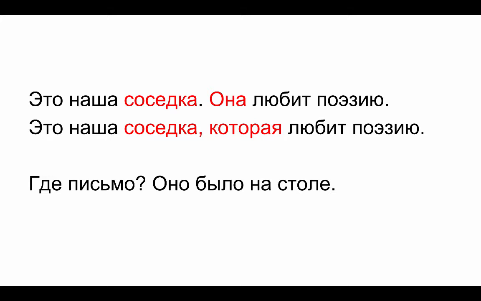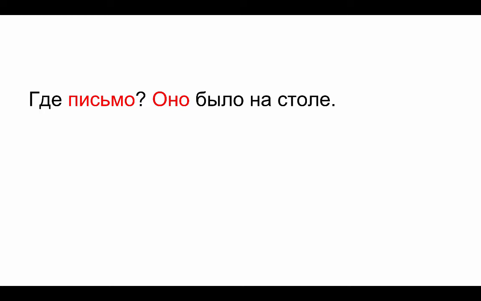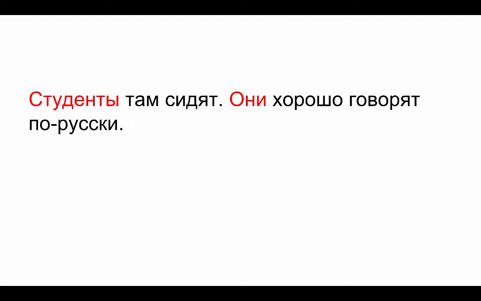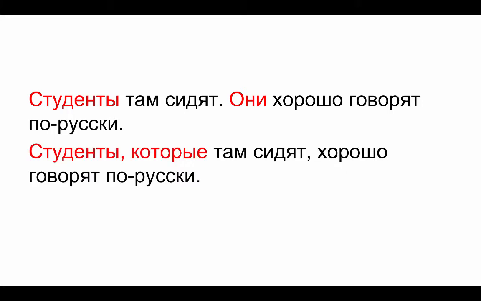Find the redundant aspect in the next two sentences. Где письмо? Оно было на столе. Письмо and оно. So if we combine those two sentences with который, we get где письмо, которое было на столе? Find the repeated aspect in this set of sentences. Студенты там сидят. Они хорошо говорят по-русски. Here we have студенты and они repeated. Let's replace with который. Студенты, которые там сидят, хорошо говорят по-русски.